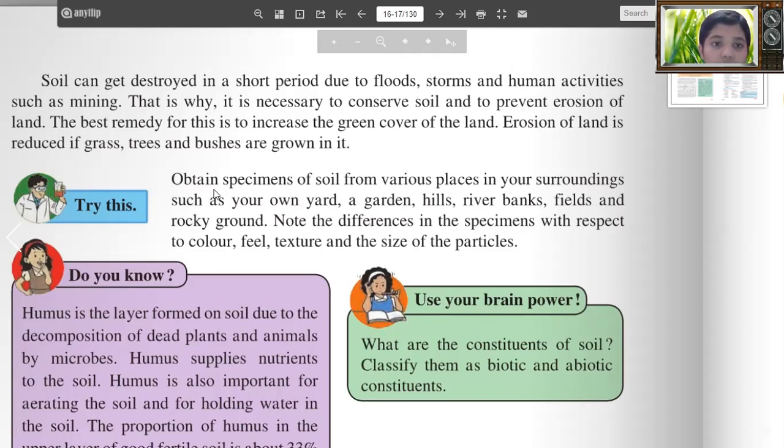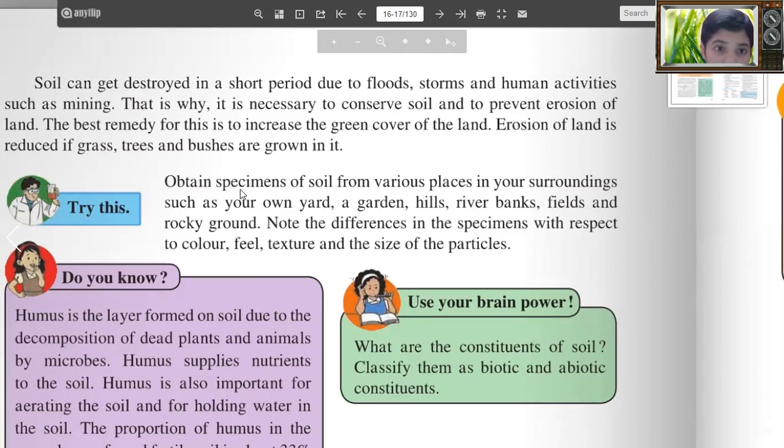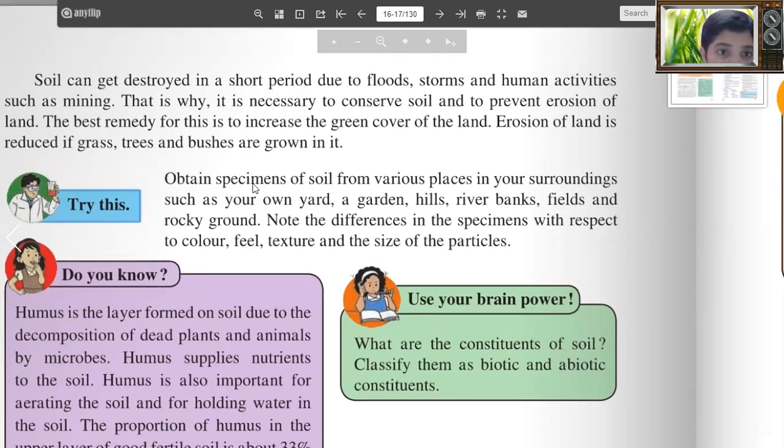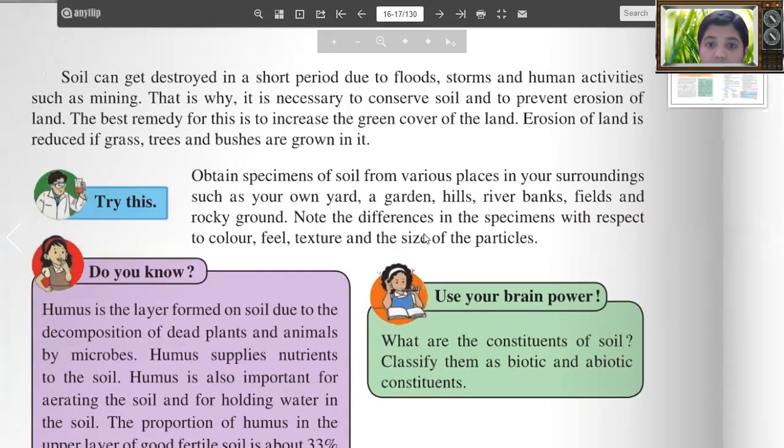Try this. Obtain specimens of soil from various places in your surroundings, such as your own yard, the garden, hills, river banks, fields, and rocky grounds. Note the difference in the specimens with respect to color, feel the texture and the size of the particles.